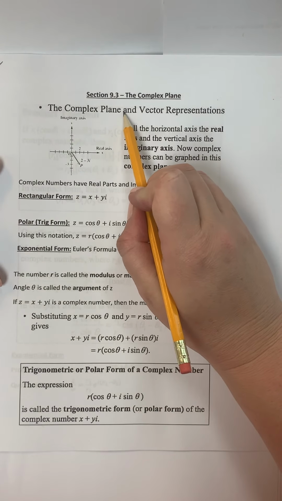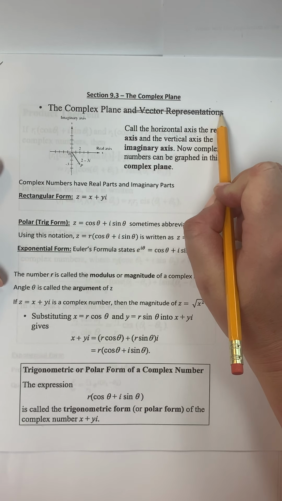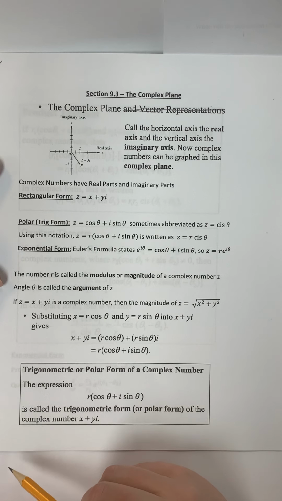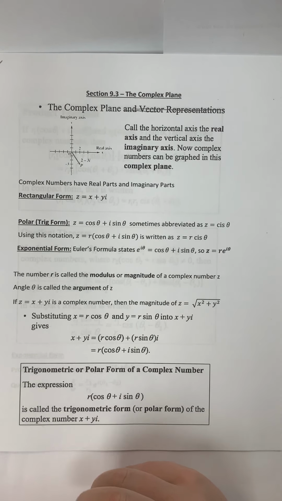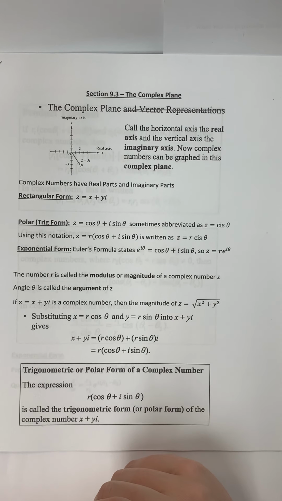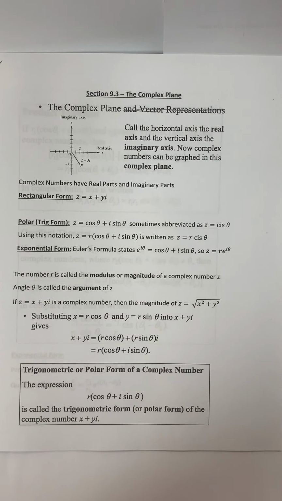So first thing we're going to do is just get rid of this little phrase here at the end of the complex plane title where it says vector representations. We're not going to worry about vectors just yet. In section 9.4, we are really going to get involved with vectors, so we're not worried about that right now. Okay, let's talk a little bit then.